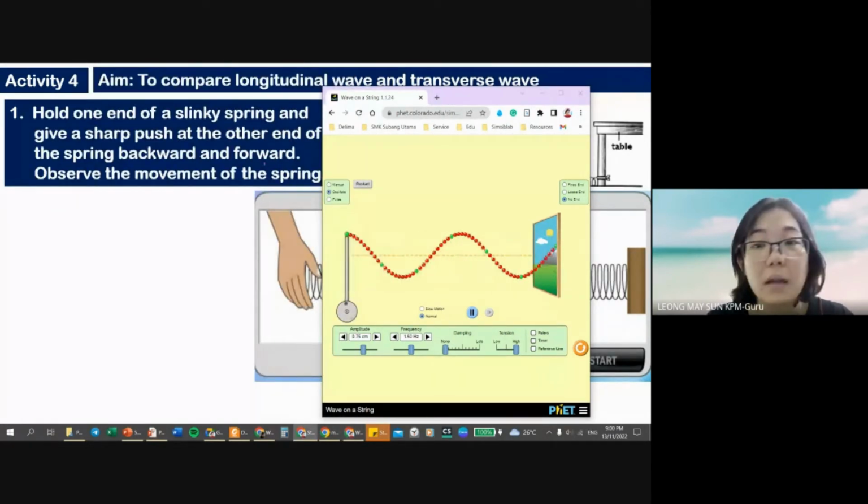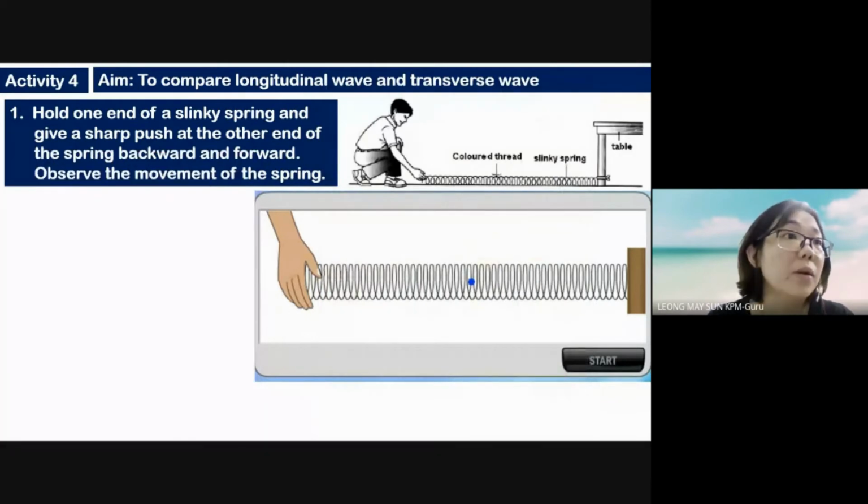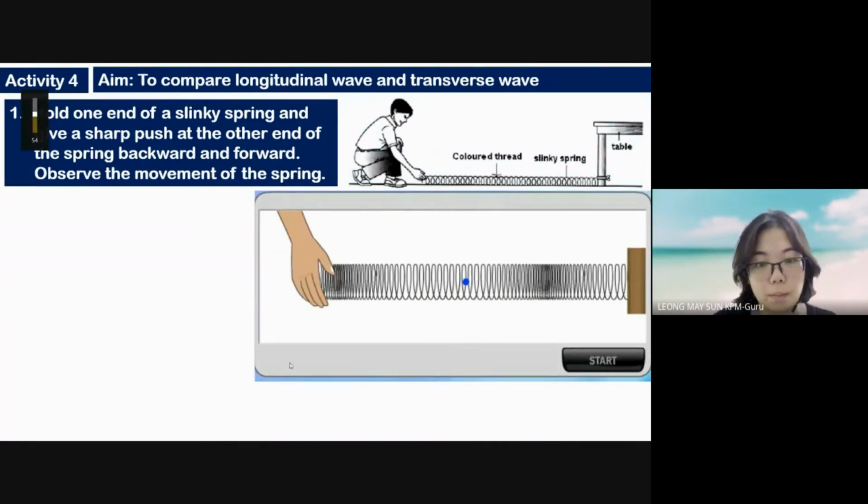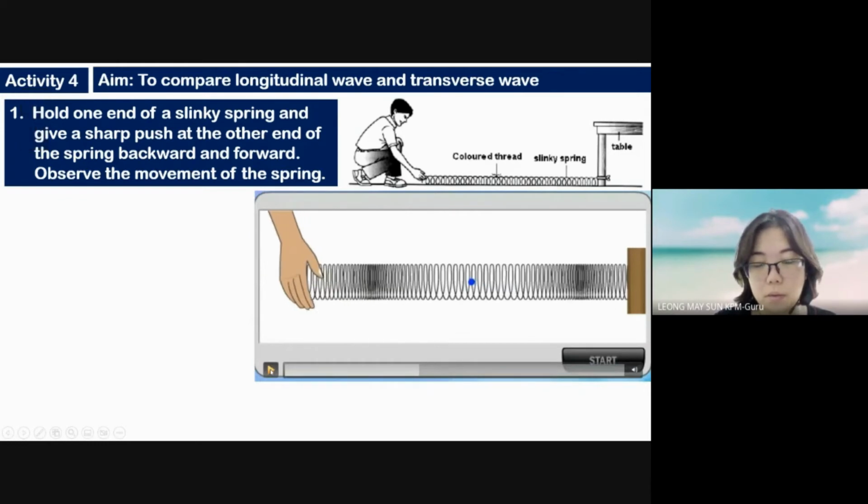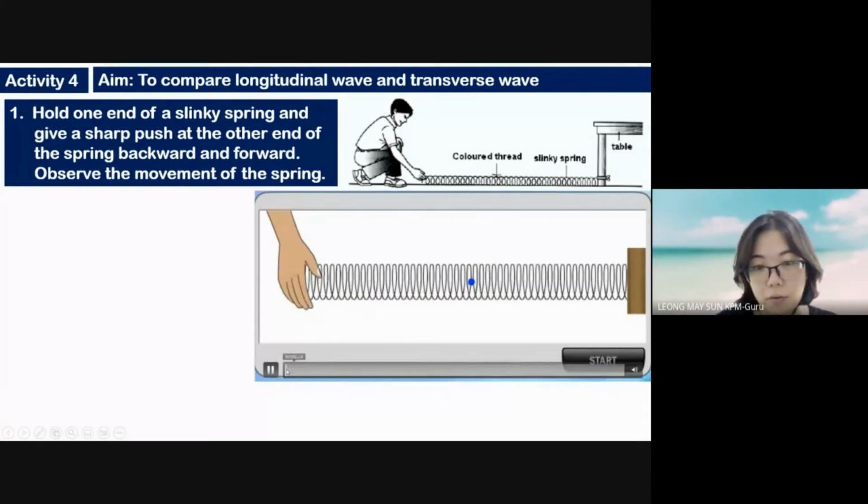Okay, I cannot find a slinky spring at the moment from my simulations online. So I'm just going to show the actual spring when we go back to class. To compare the longitudinal wave and transverse wave, normally we will have to hold one end of the slinky spring and give a sharp push front and back, so that it can pass the energy from the hand towards the fixed end. I'm just going to let it play for you guys to see.